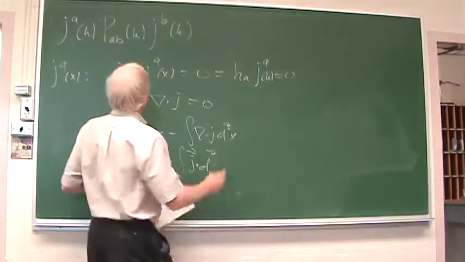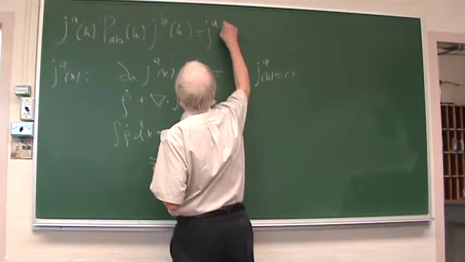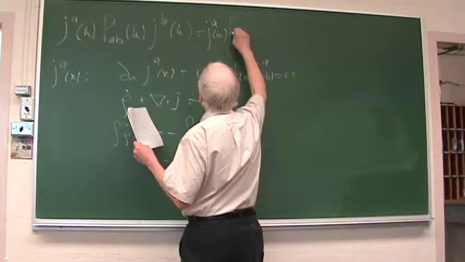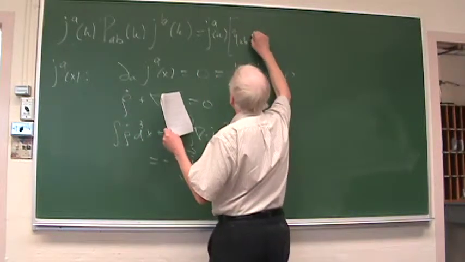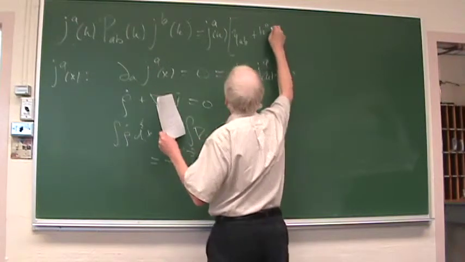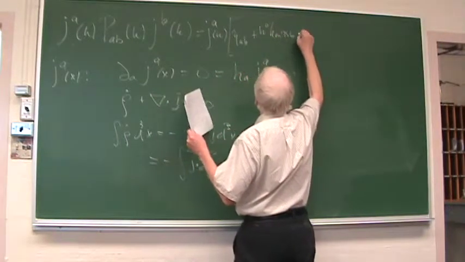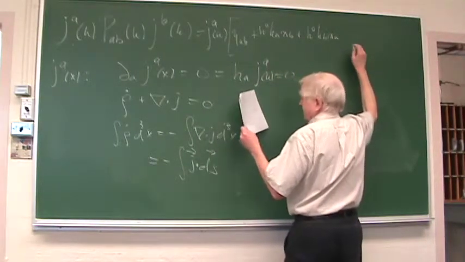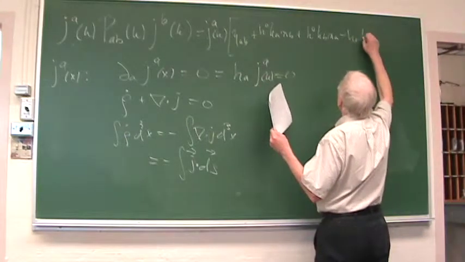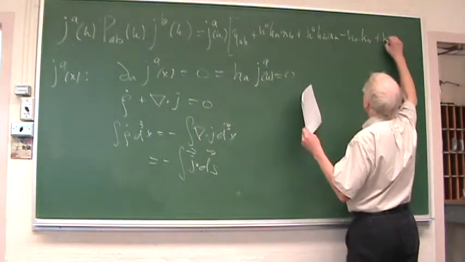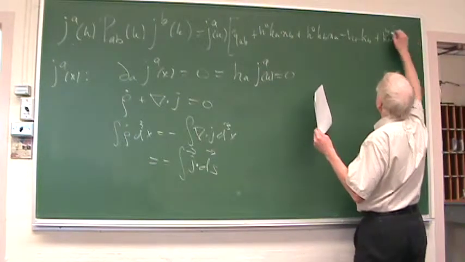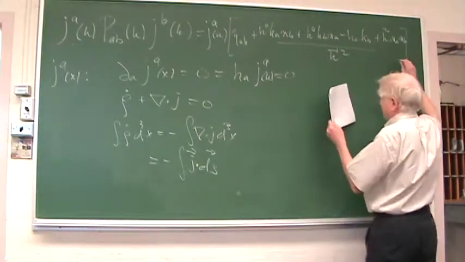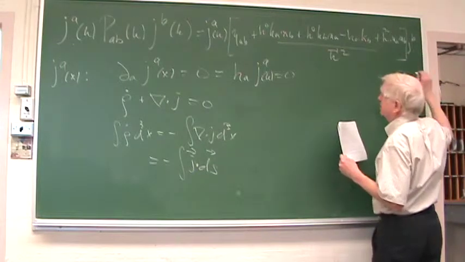And what would that mean? Well, that would mean that you have J^A(K), big bracket, η_AB plus K_0 K_A n_B plus K_0 K_B n_A minus K_A K_B plus K² n_A n_B, all that over K vector squared, times J^B(K).